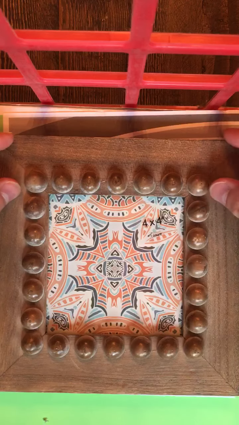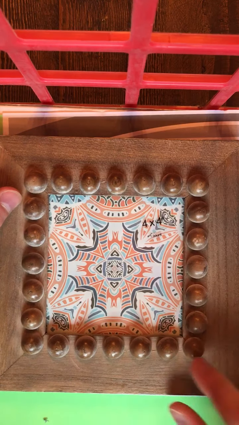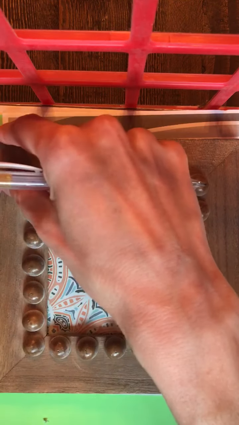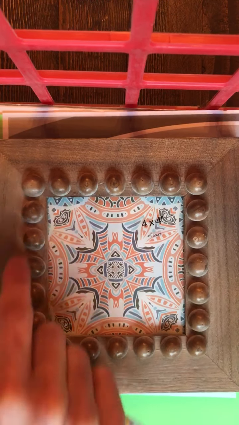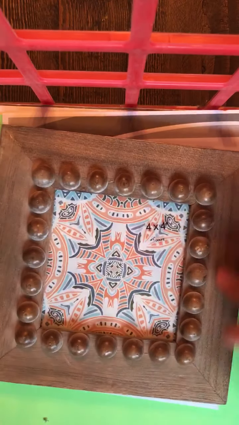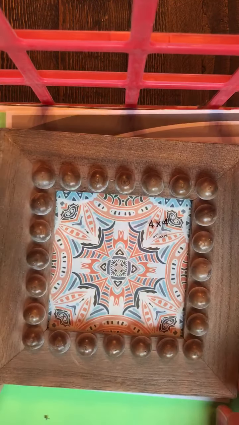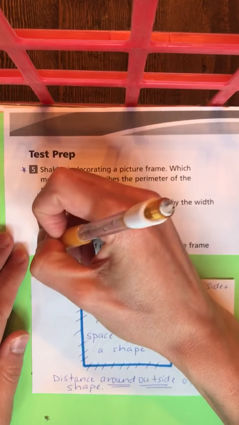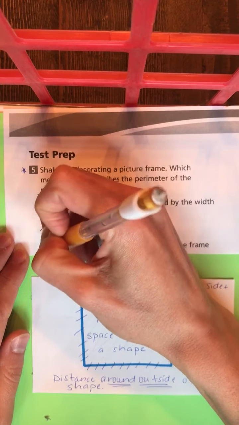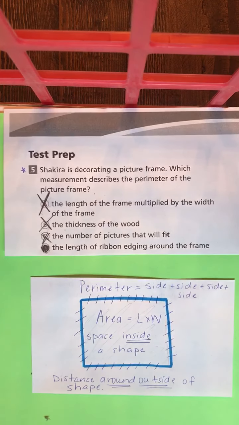So let's pretend I took some ribbon, okay, and I laid my ribbon along the edge of each side of the frame. Would that tell me the distance around the outside of the frame? Again, if I laid the ribbon along the outside of the frame, and then I measured each side, each length of the ribbon on the outside. Yes, very good. That would be perimeter because I am finding the distance around the outside of the frame. So you can go ahead and fill in choice D with me.